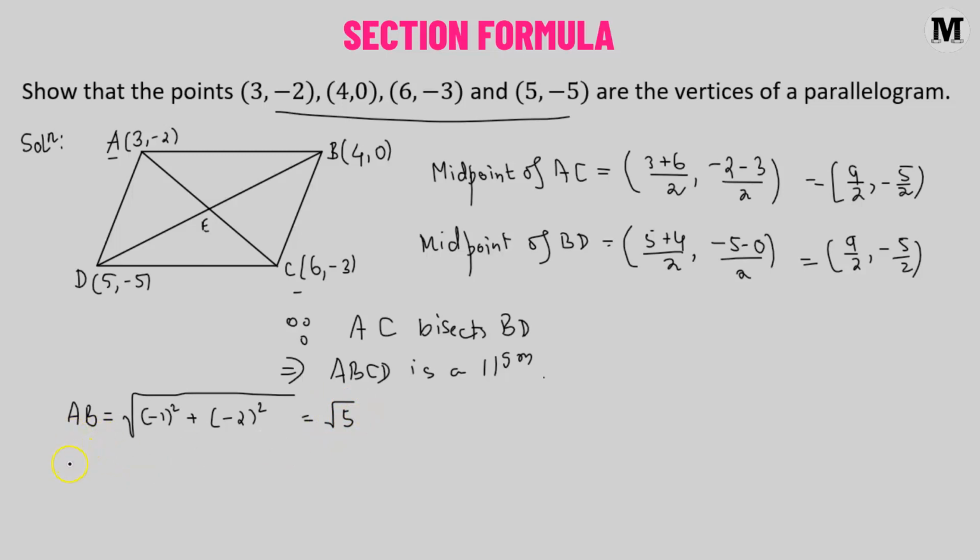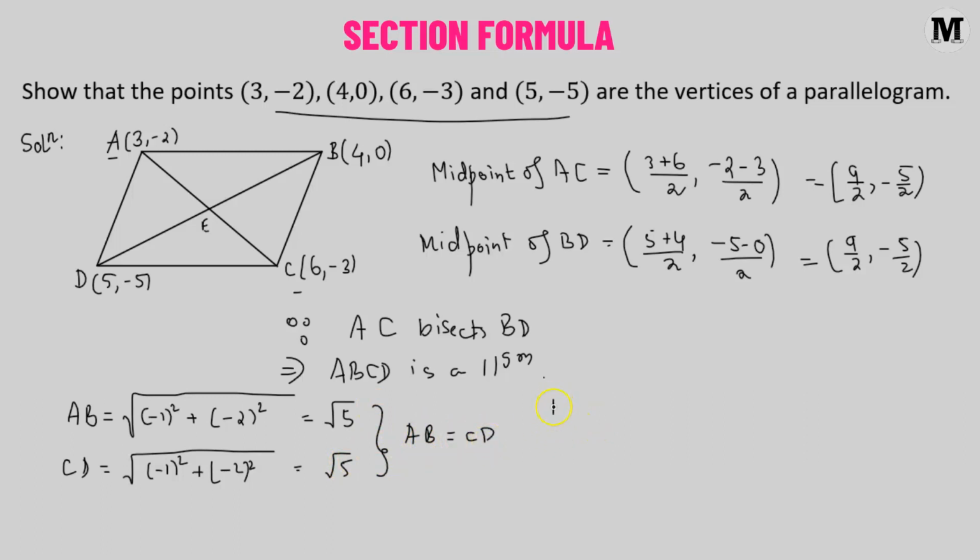Now let's obtain the length of CD. So CD will be, we'll take the square root. Underneath the square root, we need the difference of the x coordinates. So we'll take 5 minus 6, that's -1. We're going to square it and then add it to the difference of the y coordinates, so -5 minus -3, so that's going to be -2 squared. Solving this also gives us the value square root of 5. So here we have shown that the opposite sides AB equals CD.